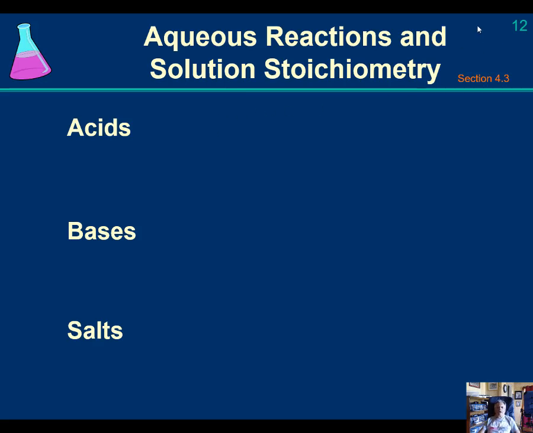What we want to talk about now are what we call aqueous reactions. Those are simply chemical reactions that are done in water, and solution stoichiometry. And since we're doing stoichiometry of solutions, we're going to be doing some calculating, some measurement of the elements, as it were. And so what we'll start out with are acids. You've heard the word acid for a very long time in your life. Let's see what an acid is.